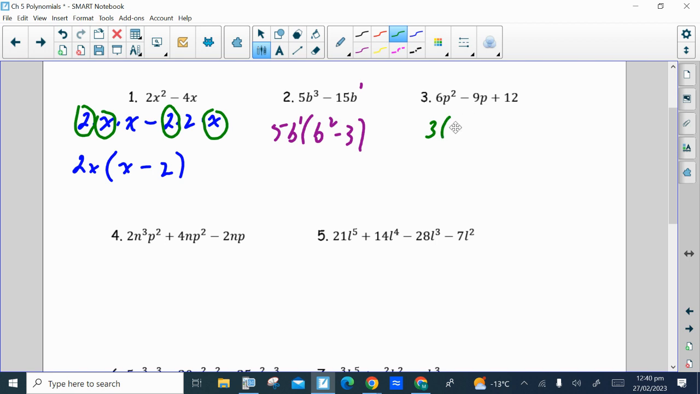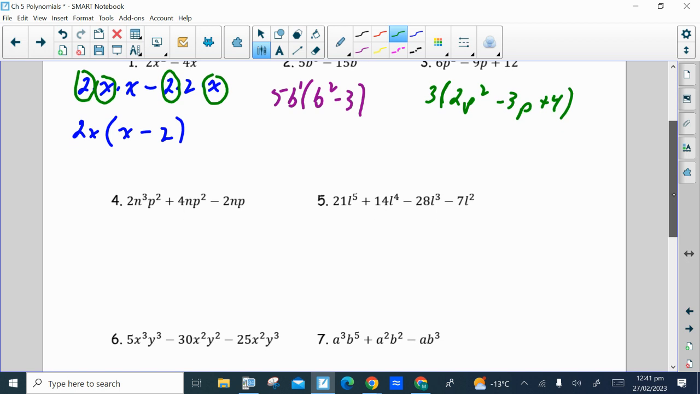So to get what's inside the bracket, again, we'll divide. 6 divided by 3 is 2p squared. Negative 9 divided by 3 is minus 3p. And 12 divided by 3 is positive 4. So there's the factors. Your greatest common factor is 3. The other factor is 2p squared minus 3p plus 4. And if you multiply that out, you'll get what you start with.